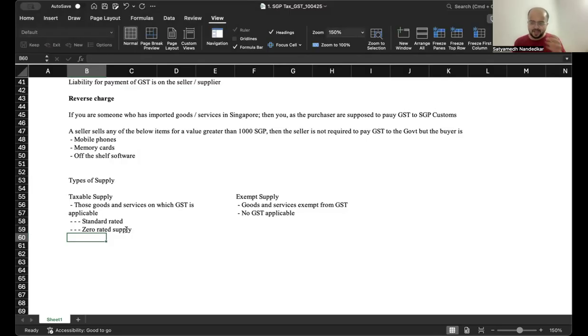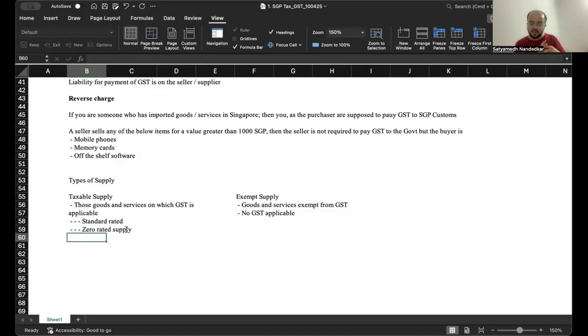Exempt supply means GST is not applicable. There's a difference, and this difference will become all the more clear when we understand and try to get into the depth of when is input tax credit available and what is the quantum of input tax credit that is available.